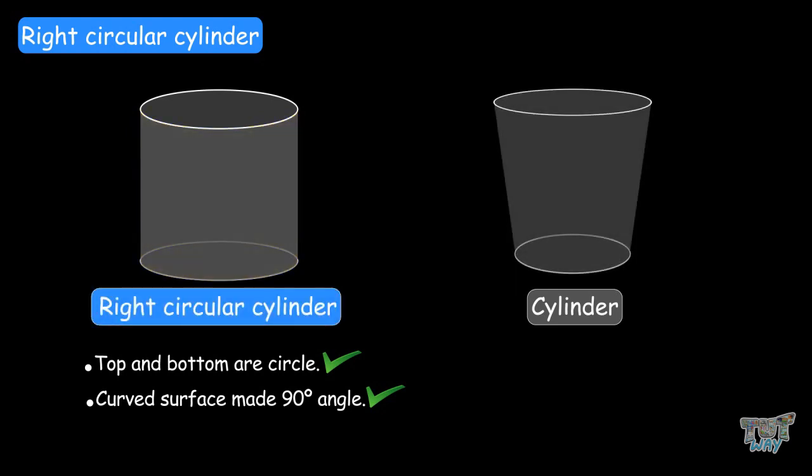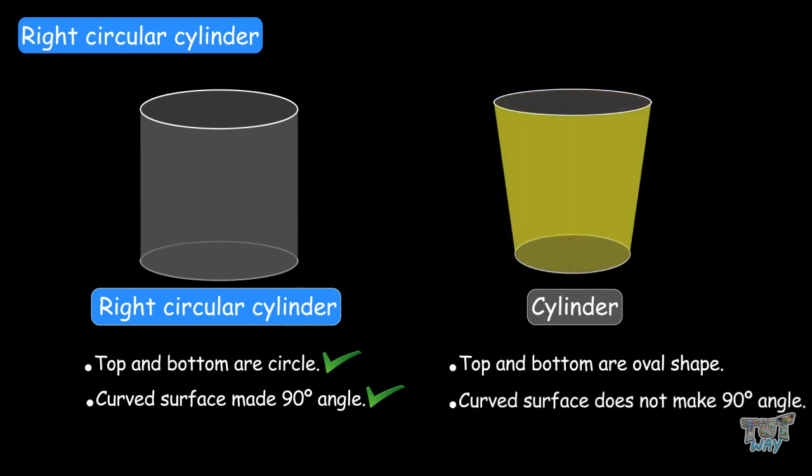And this is a tumbler. This is not a right circular cylinder. The top and bottom are oval shaped, and they do not make a 90-degree angle with the side. So it is not a right circular cylinder.